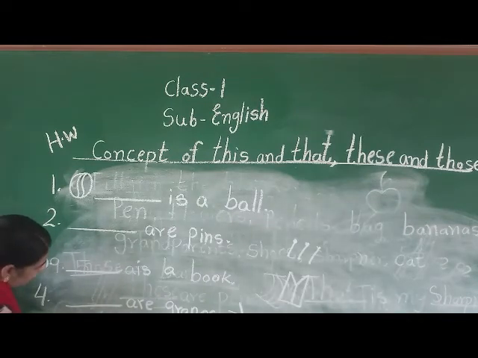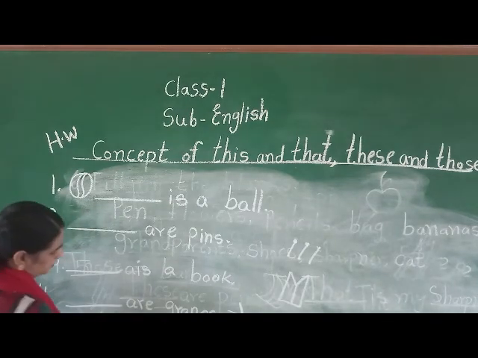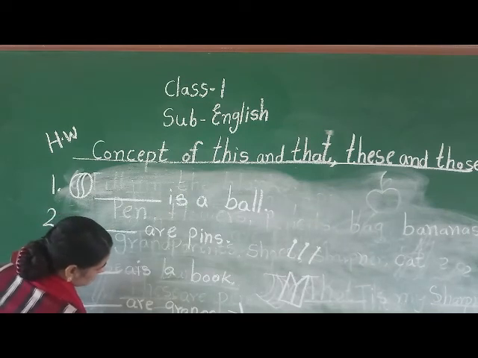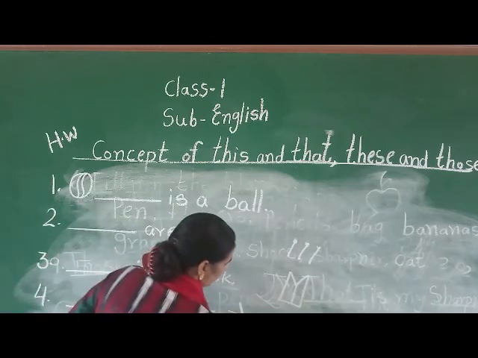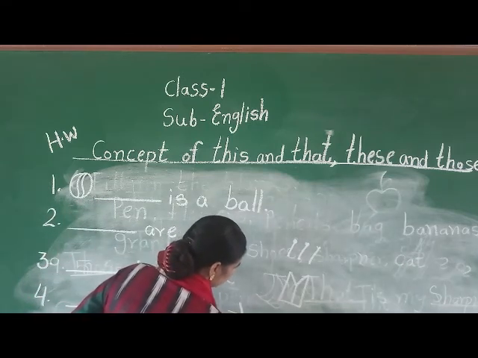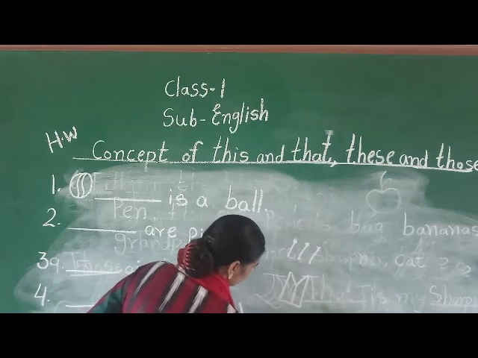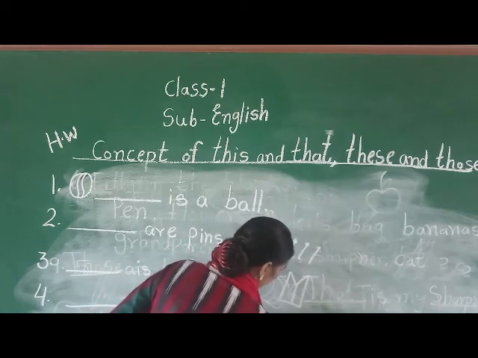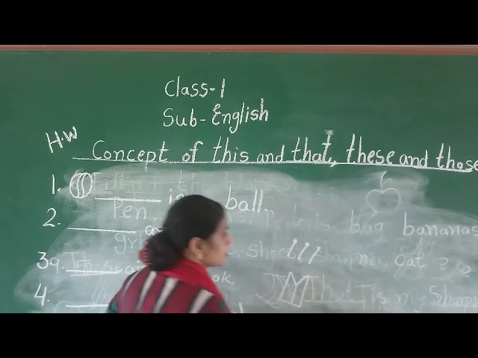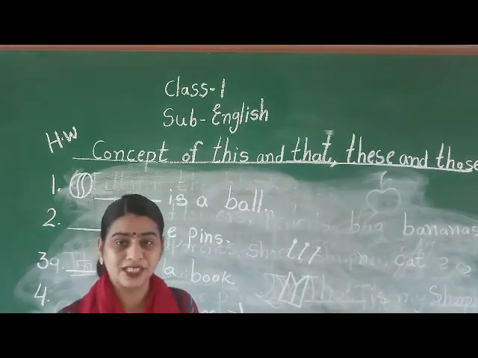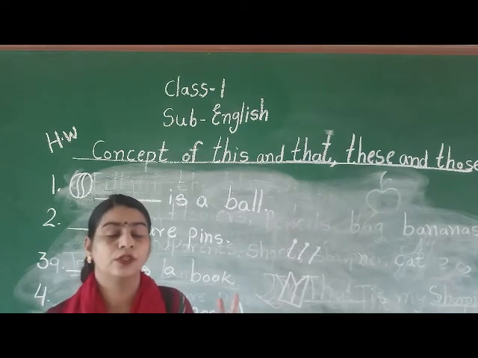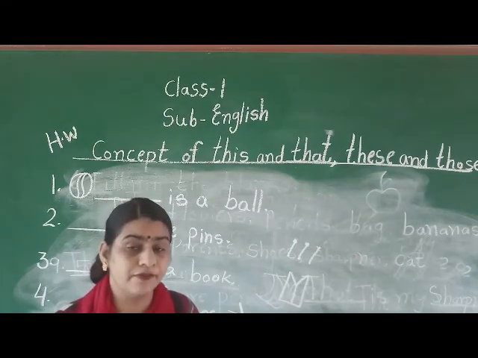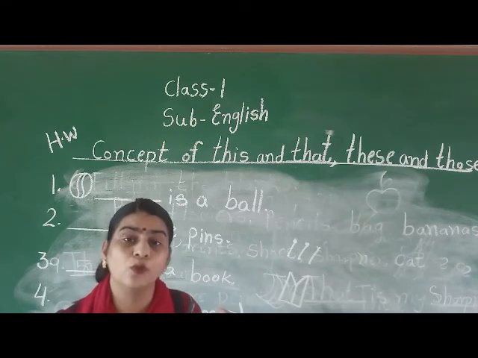Dash are pictures of bags, B-A-G-S, bags. I am going to draw the picture of bags far away from the sentence. See, far away from the sentence. Now you have to identify the pictures, whether they are near the sentence or far from the sentence. Number 2, you have to identify the quantity, whether it is 1 or more than 1.